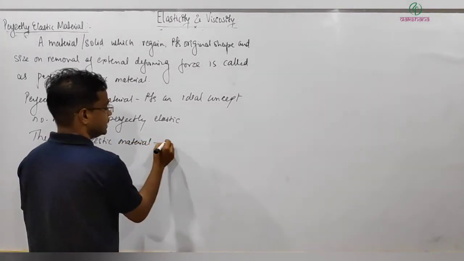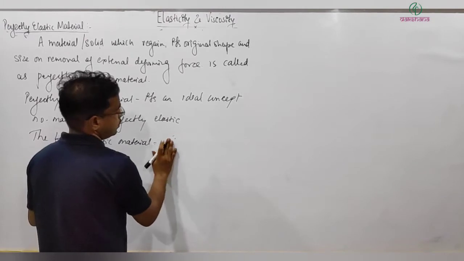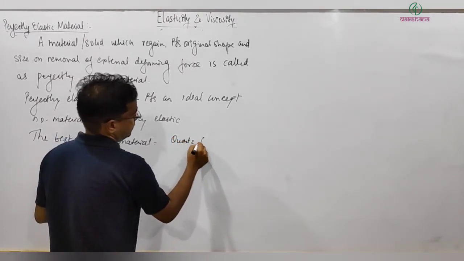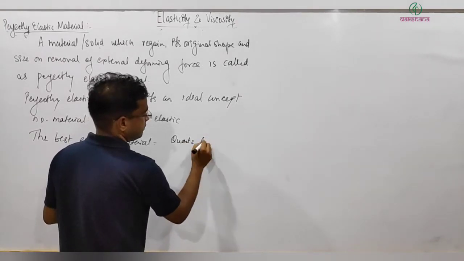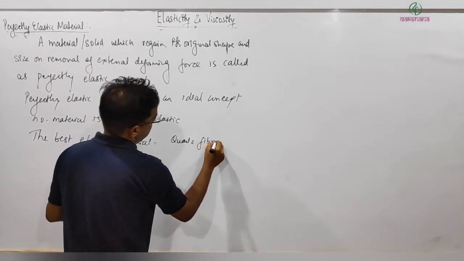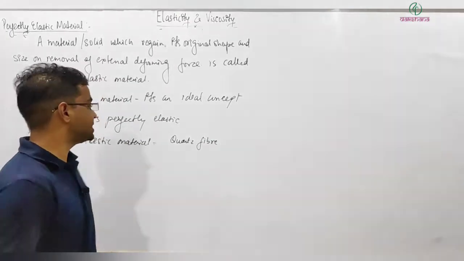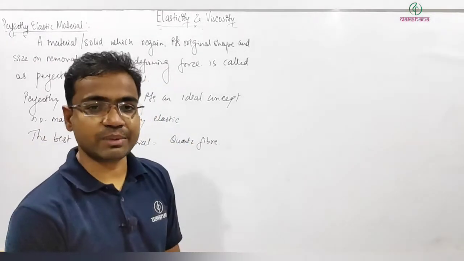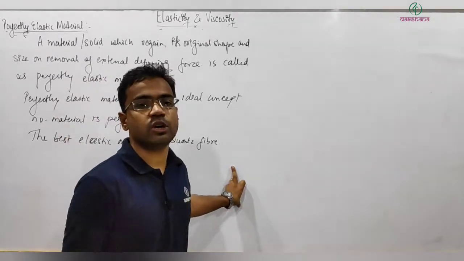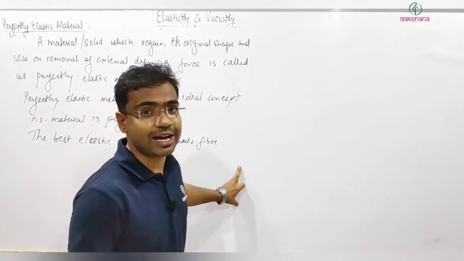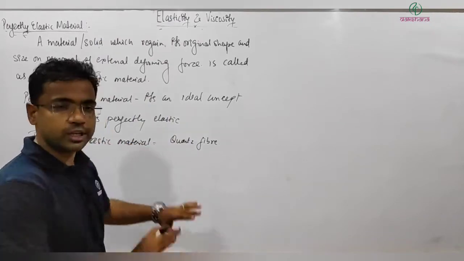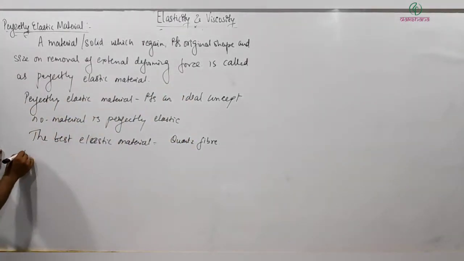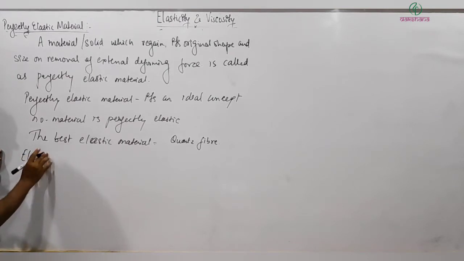One of the examples is quartz fiber. This is one example which approaches a perfectly elastic material, or we can call it almost perfectly elastic. But as I already told, there is no perfectly elastic material in the ideal sense. Here I will define one more term, that is called elasticity.